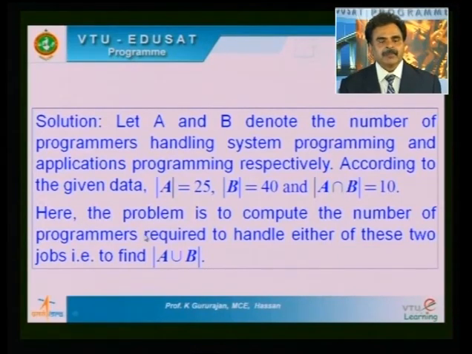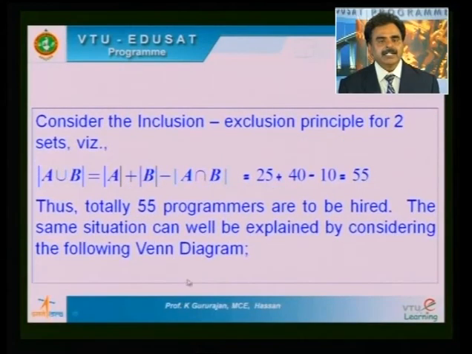Now what is the problem? Here the problem is to compute the number of programmers who can handle either system programming jobs or application programming jobs. So the solution consists of finding the cardinal number of A union B. This I can do by using the inclusion exclusion principle for 2 sets. If I use that, I will find that totally the company must hire 55 programmers.